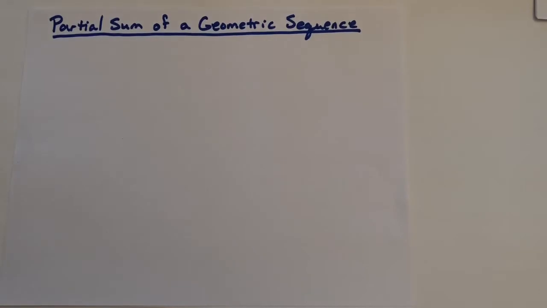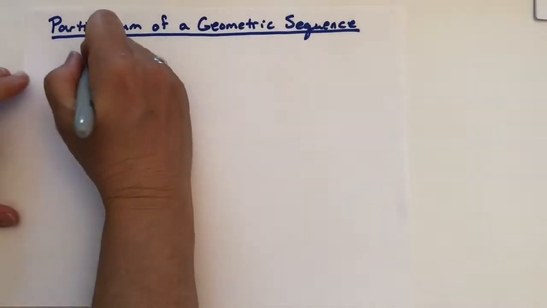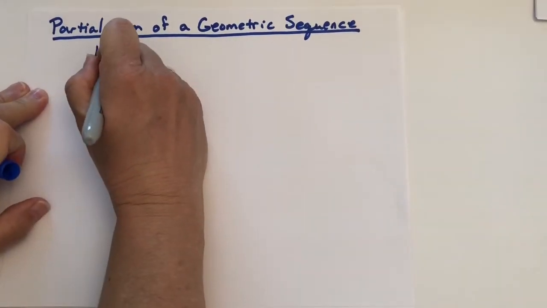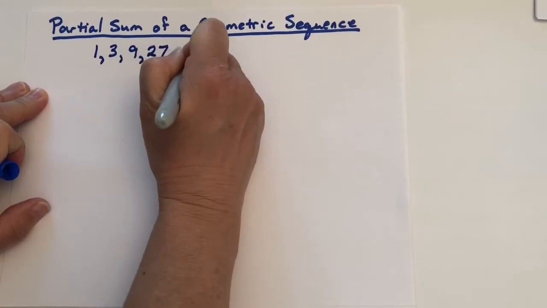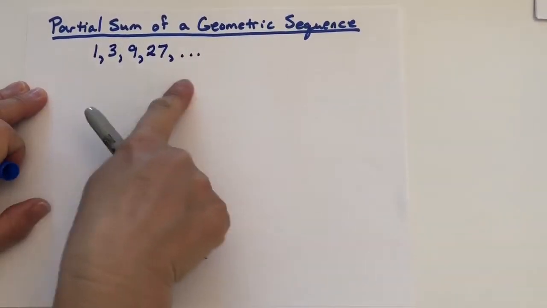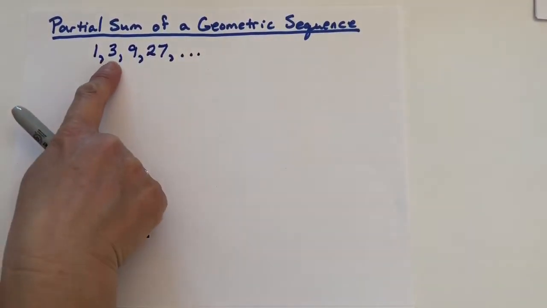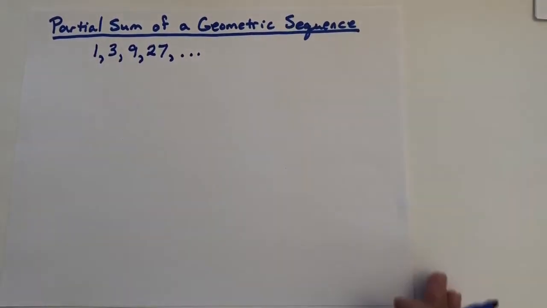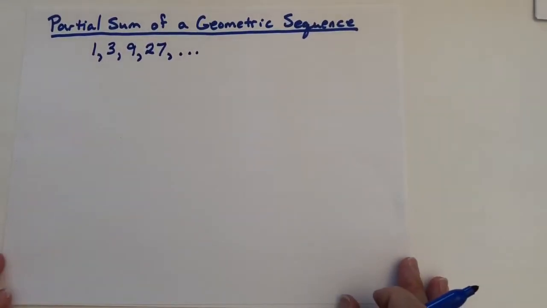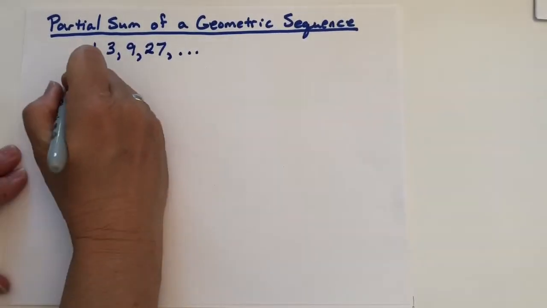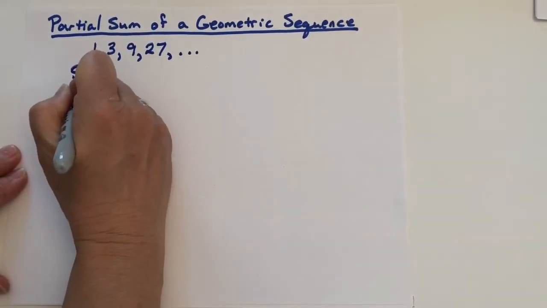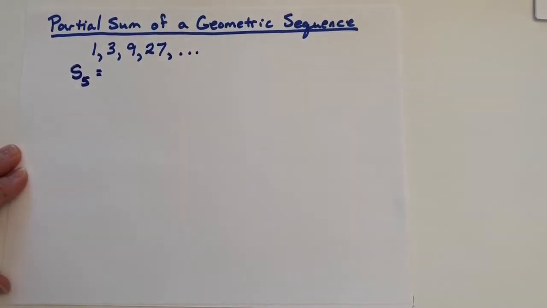The partial sum of a geometric sequence. And the sequence we'll use is this: 1, 3, 9, 27, and so on. And you can confirm that this is geometric. There is a common ratio of 3 for this particular problem. But the partial sum that I want to talk about is just the fifth partial sum. And the fifth partial sum would not be challenging to find directly.